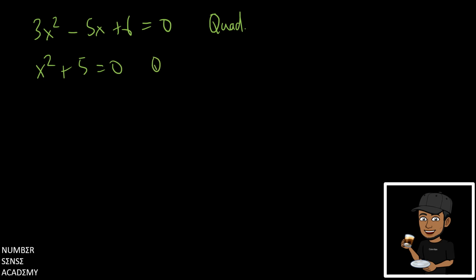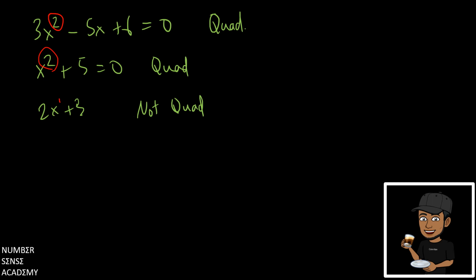So let's look at some quick forms of quadratic equations. If I take just a quick example, 3x squared minus 5x plus 6 equals 0, this is quadratic. If I have x squared plus 5 equals 0, this is also quadratic because I have my x squared. If I have 2x plus 3, this is not quadratic, right? Because the exponent here is a 1. It needs to be 2.